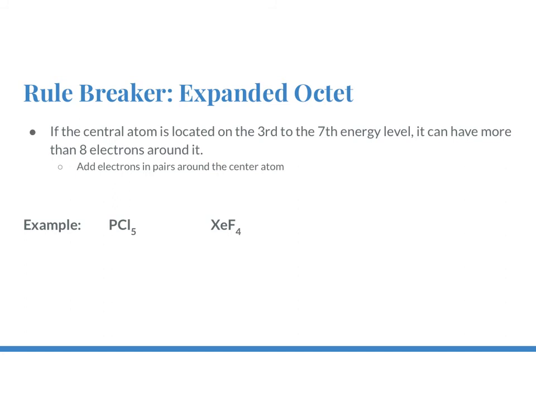So if I have something like PCl5, I would figure out how many electrons I need. Phosphorus is going to have 5, plus I'm going to do 5 times 7, so that's 40 altogether. I'll put my P in the middle since it's singular. I'll put my 5 chlorines around it with single bonds.